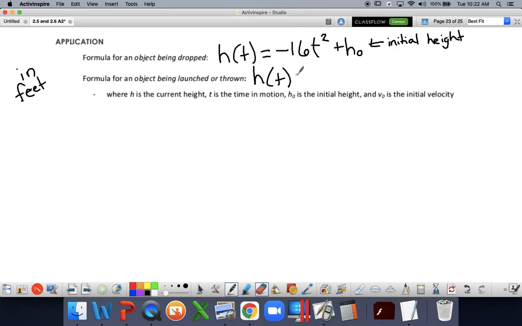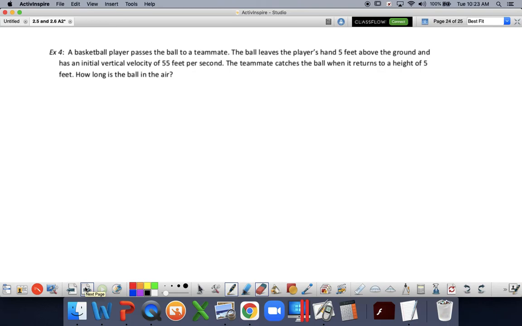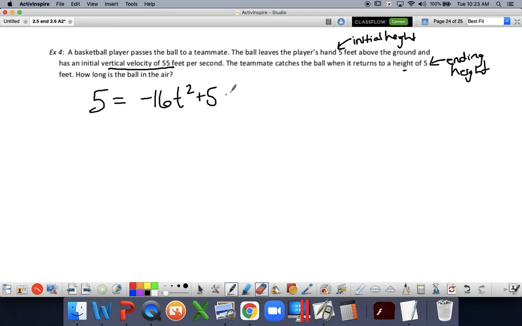Now my height at a given time, if I do have something being thrown, well, I have to consider the velocity at which it is being initially thrown. So not only do I have my initial height, I also have my initial velocity. So get those two equations down. And let's do 2 examples together. So here we have a basketball player passing the ball to a teammate. The ball leaves the player's hands 5 feet above the ground. So that means my initial height is 5 and has an initial velocity of 55. And then the teammate catches the ball, or it returns to an ending height of 5. So I'm going to use that second equation. And when I plug my values into that second equation, it should look something like this.